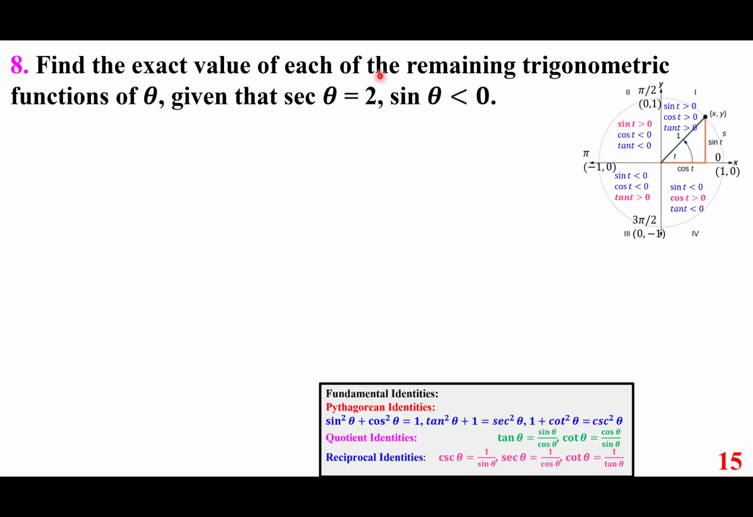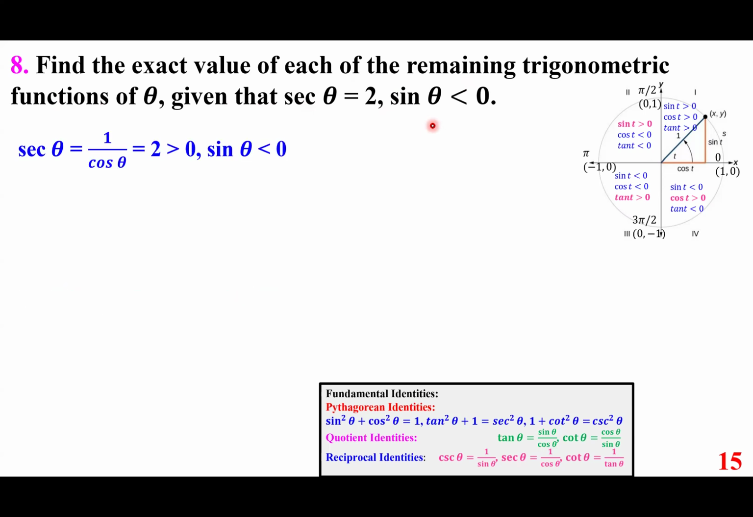Find the exact value of each of the remaining trigonometric functions of theta when we know secant is positive and sine is negative. The reason they give two of them is to help us find the quadrant and therefore the sine. Okay, so first and foremost, secant, which is 1 over cosine, is positive and sine is negative. That is given, everybody.